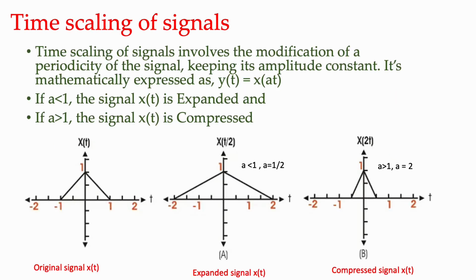The next property is time scaling of signals. Time scaling of signals involves the modification of the periodicity of the signal, keeping its amplitude constant. There is no change in the amplitude. It is mathematically expressed as y of t is equal to x of a into t. Here a is the scaling factor.